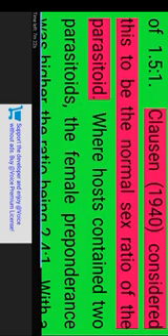Detailed information on sex ratio in studies of Corioxenos, of which 1 to 5 develop per host, shows field-collected material numbering 1,000 hosts had 44.7% with only a single parasitoid, among which females predominated in a ratio of 1.5 to 1. Clausen, 1940, considered this to be the normal sex ratio of the parasitoid. Where hosts contained 2 parasitoids, the female preponderance was higher, the ratio being 2.4 to 1.